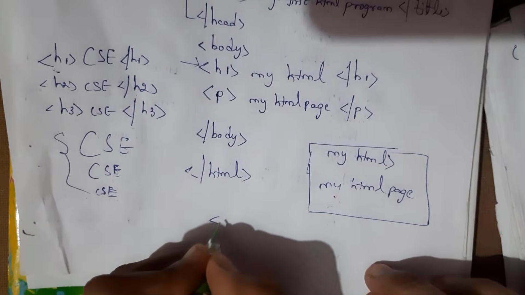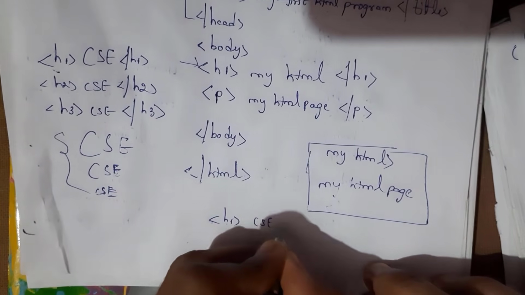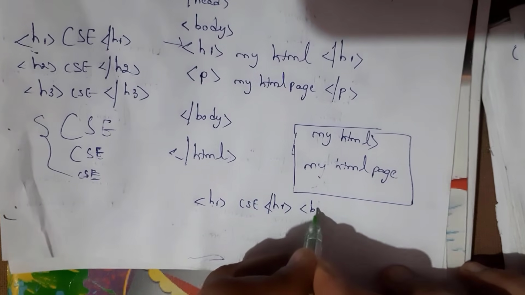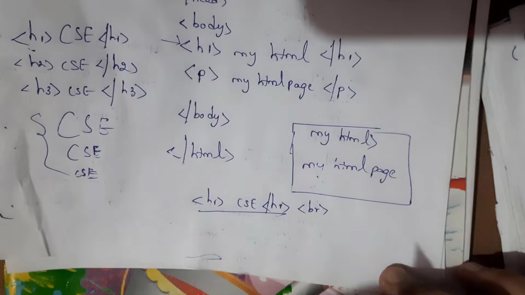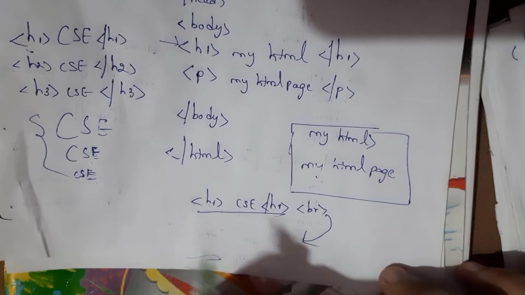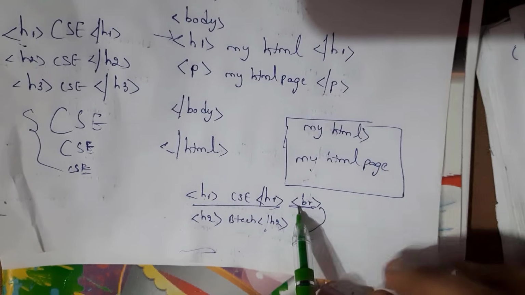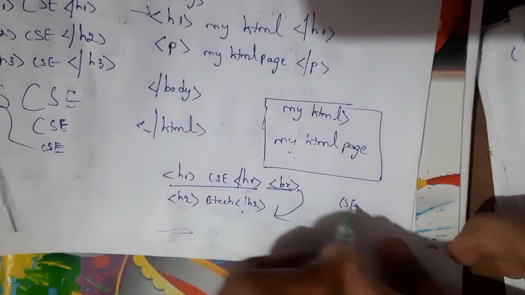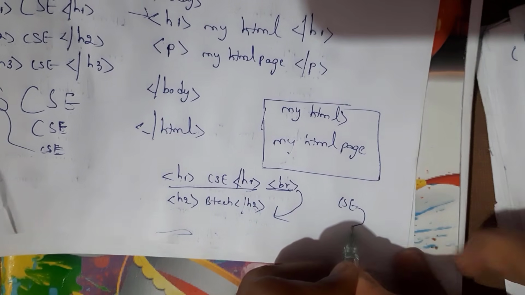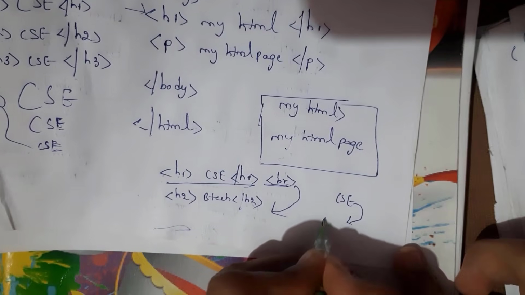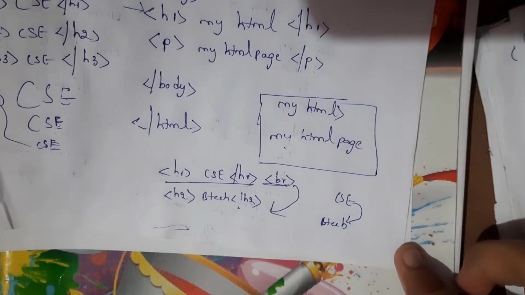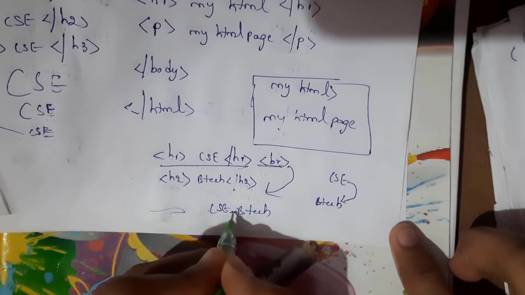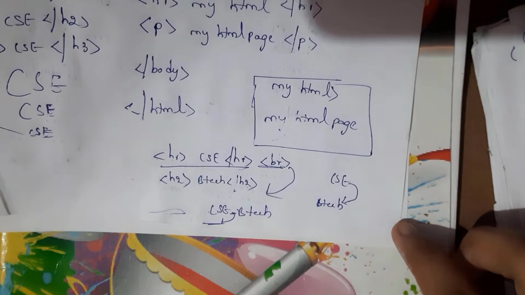For example, here I took H1 as CSC. And I put a break here. That means we are going to break the line here and it is going to start from the next line. So the output, since I used the break tag here, is displayed like this: CSC, and the next statement is generated on the next line, btech. If I do not use this break tag, then the output is CSC btech. So in order to break the line and start from the next line, we need to use this break tag.